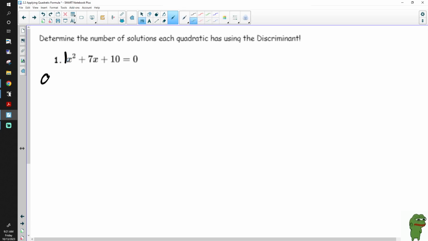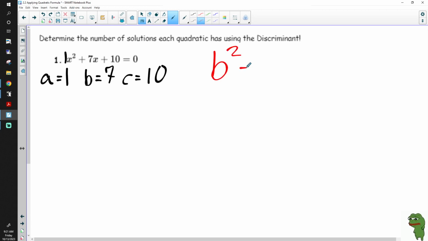Which means my a value is 1. My b value is 7, and my c value is 10. Now all we need to do is plug it into what's called the discriminant. That discriminant is in the middle of your page. It is b squared minus 4ac.